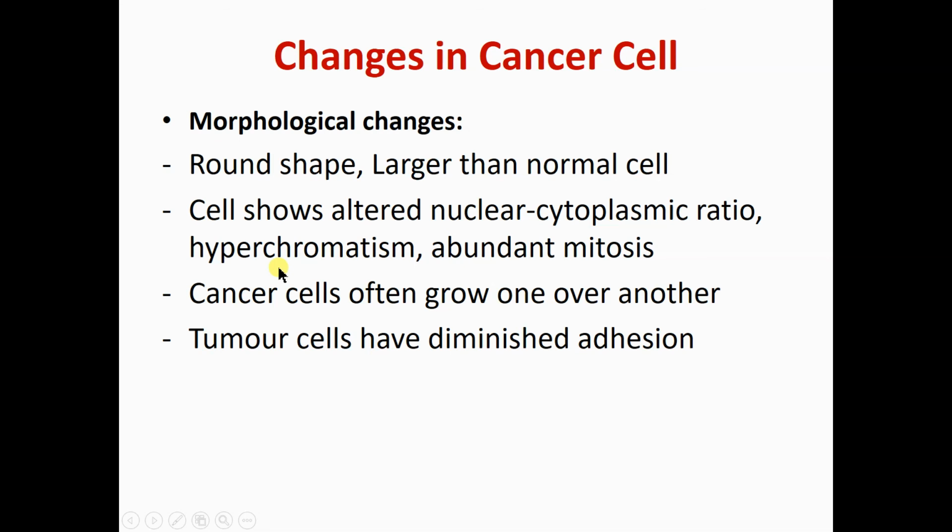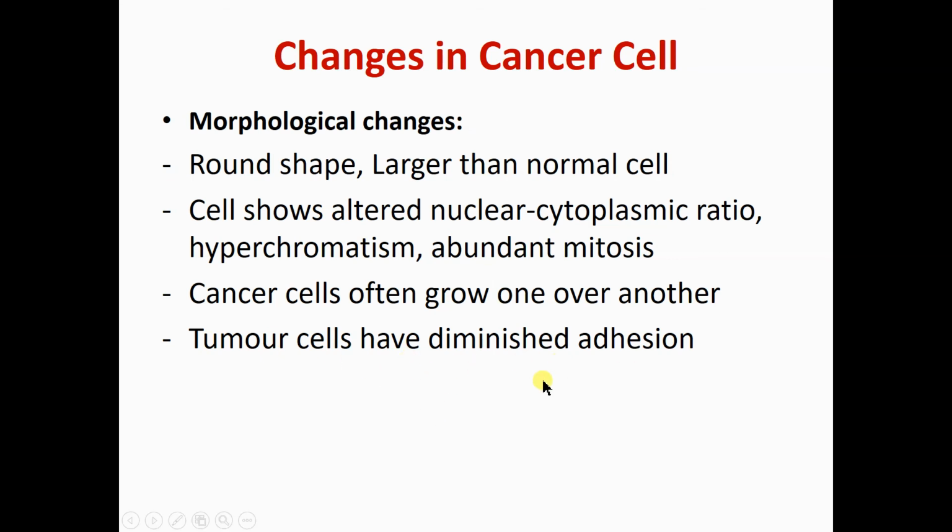Then there is hyperchromatism and abundant mitosis. Hyperchromatism means dense chromatin occurs in the cancer cell, and a large number of mitoses, that is cell divisions, occur in the cancer cell. Cancer cells often grow one over another, so one cancer cell grows over another, a second, a third, a fourth. So multiple layers of cancer cells occur, and there is no normal distribution of cells as in a normal person.